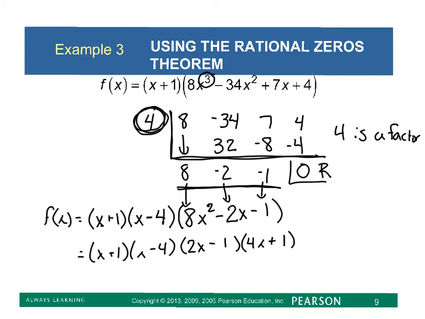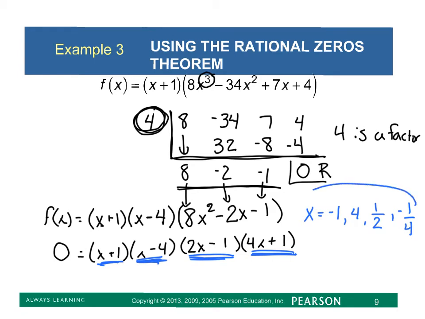Now set your equation equal to 0, which means we're going to set each and every single one of these factors equal to 0 and solve for all of our x values. So all of our x values, let's write that. We're going to have x equals, from this one, a -1. From this one, we're going to get a 4. This one's going to give us a 1/2. And then this one is going to give us a -1/4.